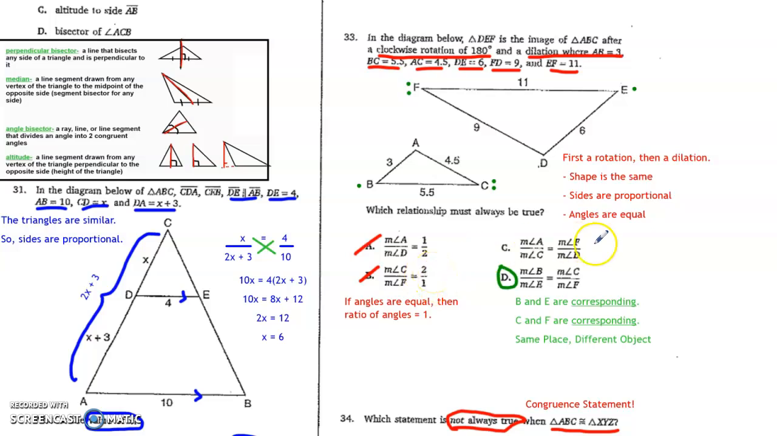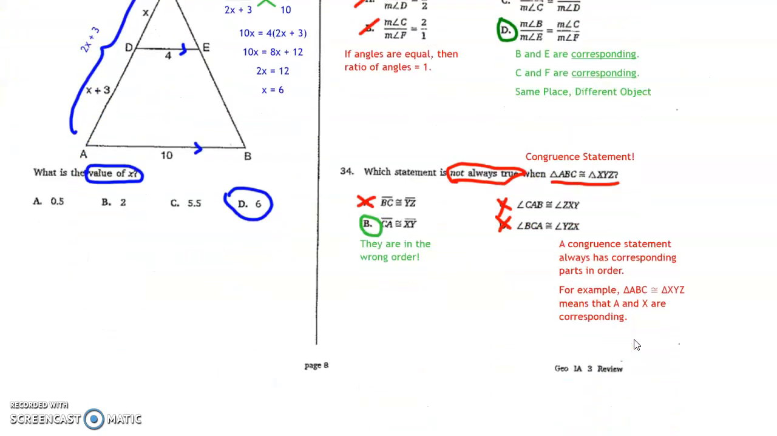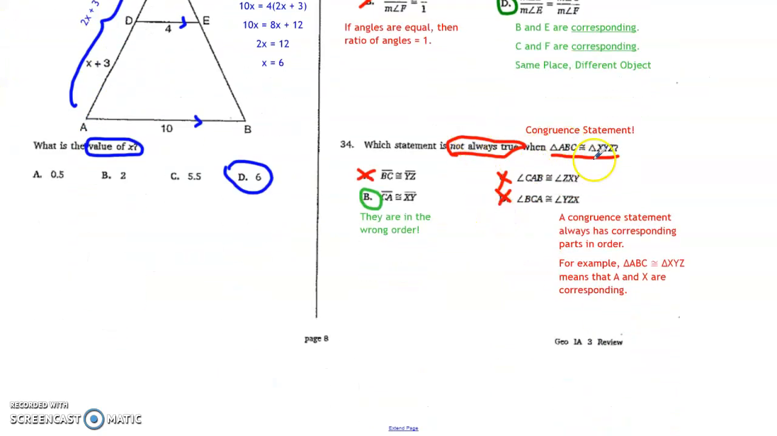But I can see that angles B and E are corresponding. That's 1 dot here and 1 dot here. C and F are also corresponding, 2 dots here, 2 dots here. So since they're corresponding, which means same place, different object, they are congruent. Which statement is not always true with the congruent statement?